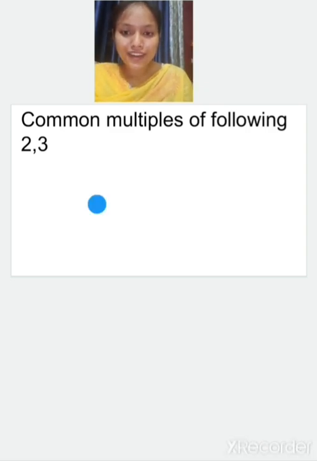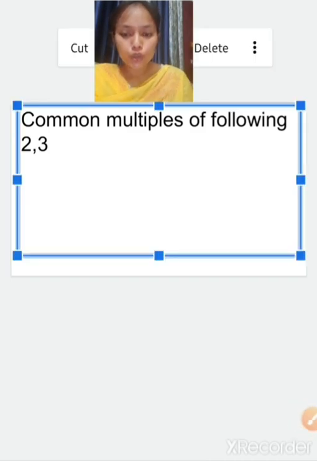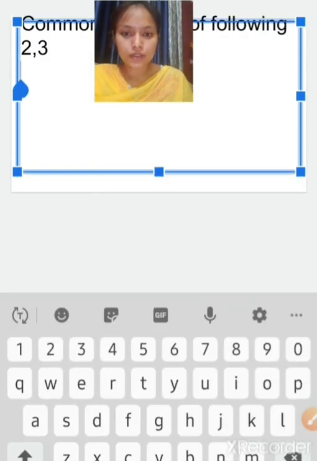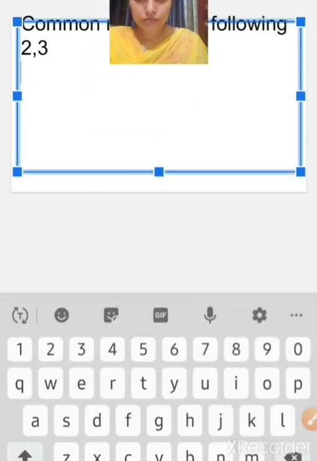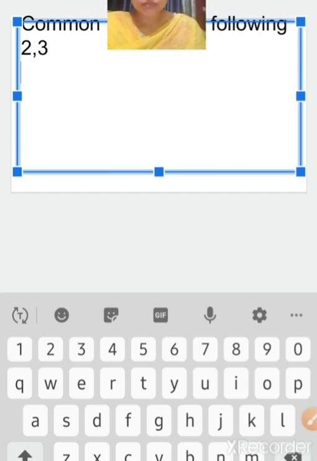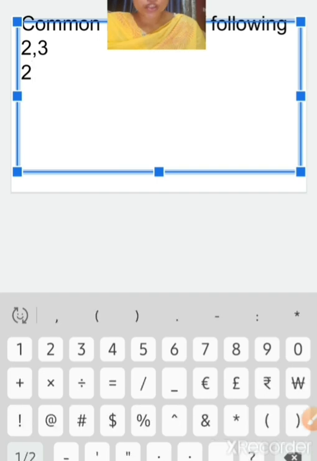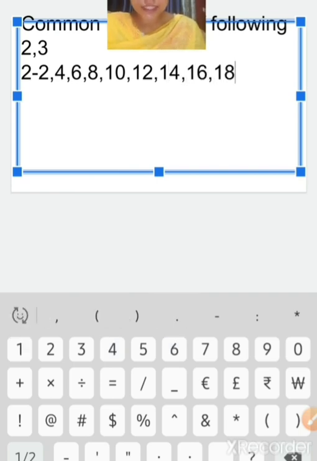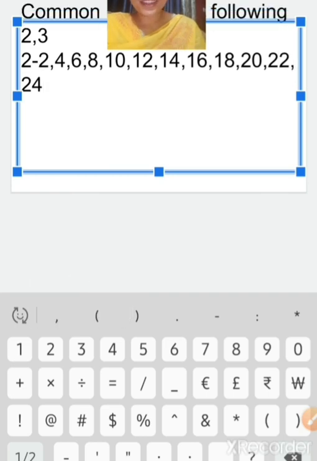So first of all, I will write the multiples of 2 here. So what will be the multiples of 2? 2, 4, 6, 8 and 10, then 12, then 14, then 16, then repeat with me, 18, then 20, then 22, then 24. Let's write like this only.